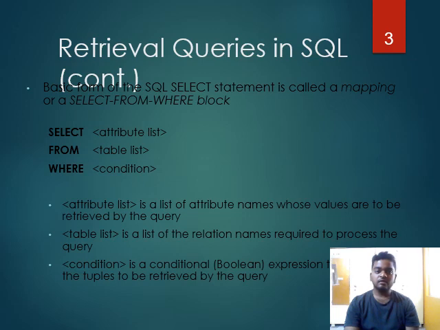The basic form of the SQL select statement is called a mapping or select-from-where block. Select attribute list from table list where condition. The attribute list is a list of attribute names whose values are to be retrieved by the query. The table list is a list of relation names required to process the query. The condition is a conditional expression that identifies the tuples to be retrieved by the query.